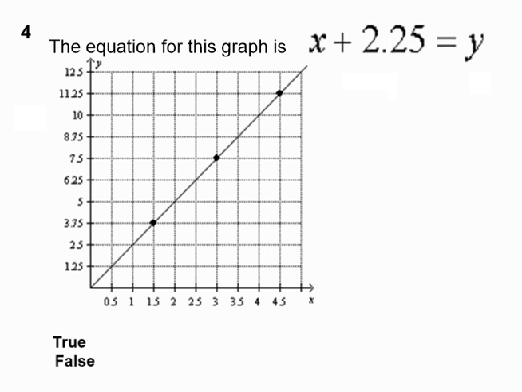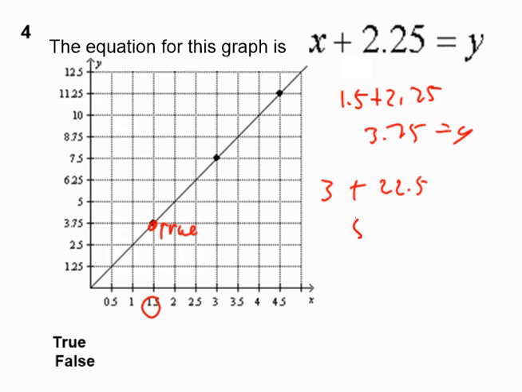Question 4, if we make our table of values, actually we could just say, if we take x, which is this number here, and add 2.25, so 1.5 plus 2.25 gives us a y value of 3.75. So this one is true, this dot right there. But if we look at the next one, x is 3, and 3 plus 2.25 is 5.25. And the y value over here is 7.5. So since it's not equal, it's false. So some of the points work, but not all of the points.